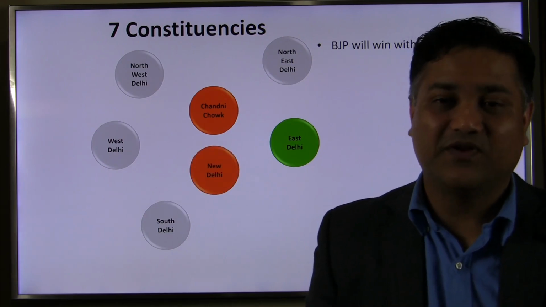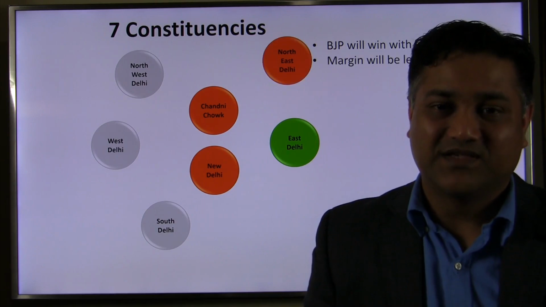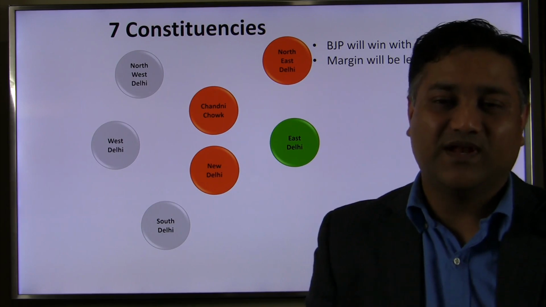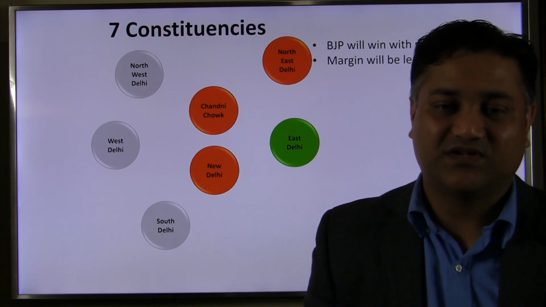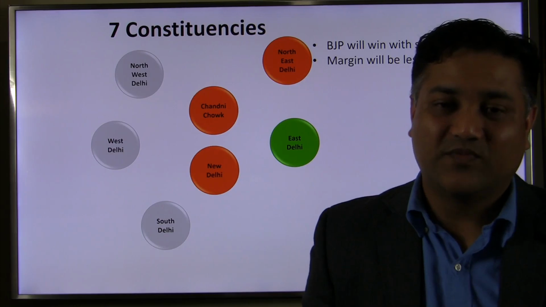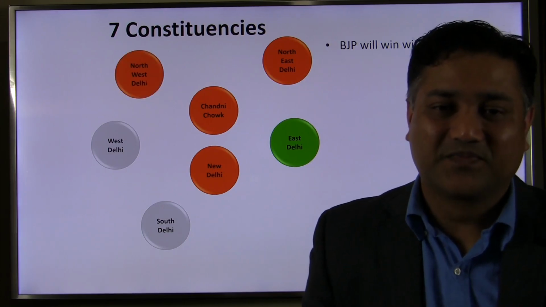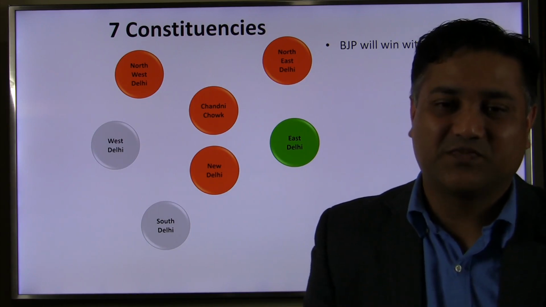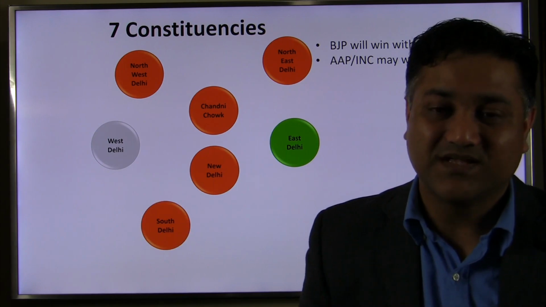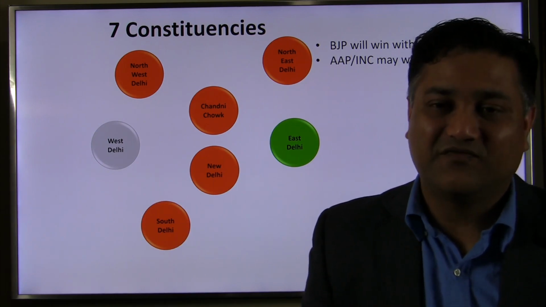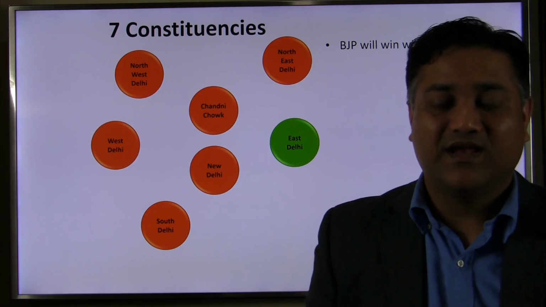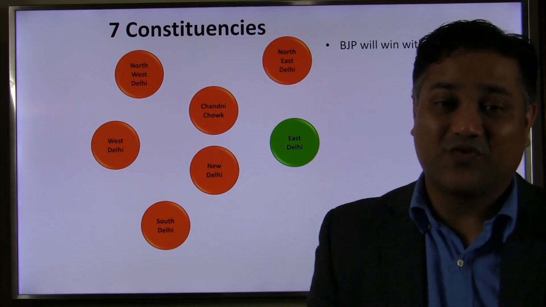In New Delhi, BJP will win with a strong margin. Similarly, in Northeast Delhi, BJP will win with a strong margin. The margin will be less if fewer people vote because, as we studied earlier, more votes are good for BJP, fewer are not good for it. Similarly, in Northwest Delhi, BJP will win with a 5 to 6% margin. In South Delhi, BJP will win with a very close margin. AAP or Indian National Congress, if they ally together, may win if fewer people vote. Lastly, in West Delhi, BJP will win with a strong margin.